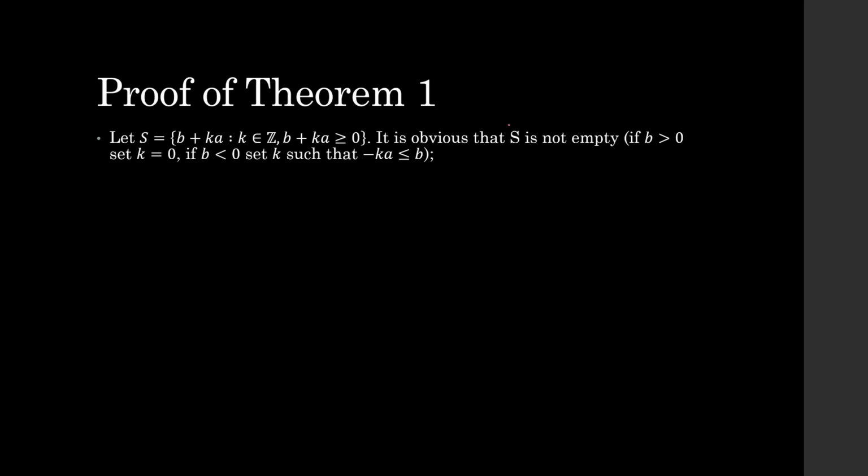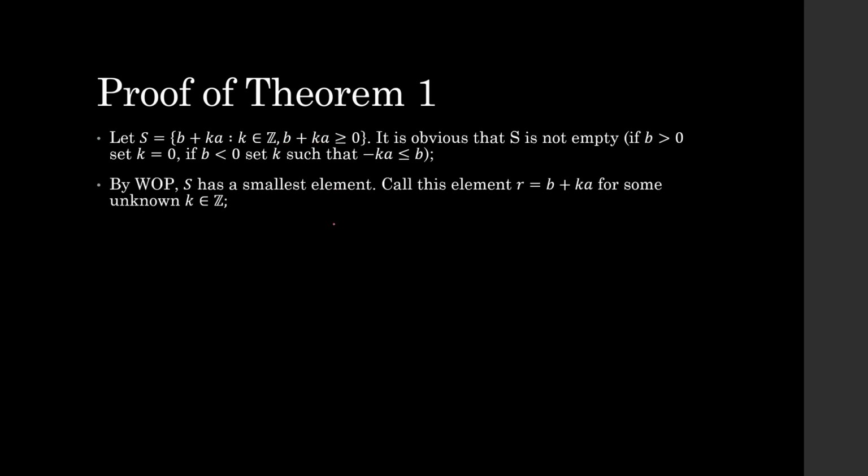So it should be obvious that S is not an empty set, right? If b is bigger than 0, then I can just set k to 0, and I know that b is going to be in that set. And if b is smaller than 0, then I can just keep increasing k until ak surpasses b. In this case, minus ka is smaller or equal to b, and note how that's just rearranging this inequality here.